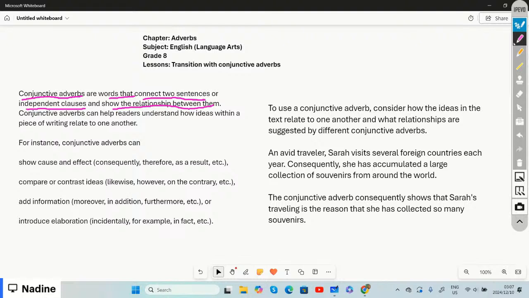All right. And when it comes to conjunctive adverbs, we already said that it is words that either connect two sentences or connect independent clauses and it shows us the relationship between them. And the conjunctive adverbs can basically help readers understand how ideas within a piece of writing relate to one another.